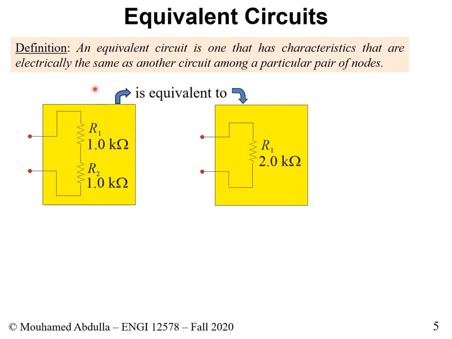So maybe we could read the definition. An equivalent circuit is one that has characteristics that are electrically the same as another circuit among a particular pair of nodes. So if I look at these two nodes here, and I am curious to know what is the resistance between this node and this node, what is the current that flows into this path here, this wire here, assuming it's a closed circuit, what is the voltage between these two nodes?